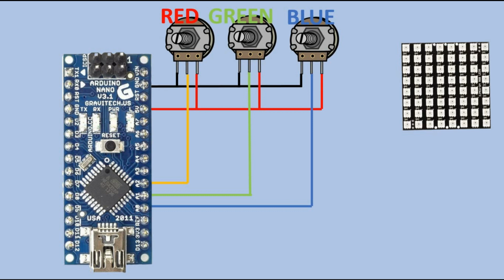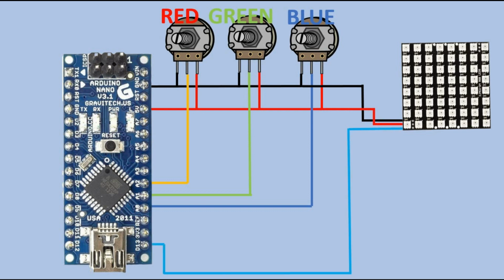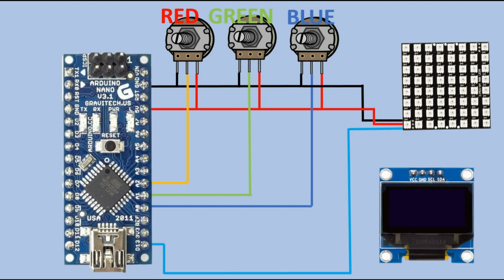Then we connect the LED strip, or in our case the LED matrix. Again, we need to connect it to ground and VCC, and the data pin goes to digital pin 13. I will also need the small OLED display, where I can track the current values of each color component. Again, ground and VCC connection is needed, and then, since the OLED display is an I2C device, we need to connect it to I2C pins A4 and A5.